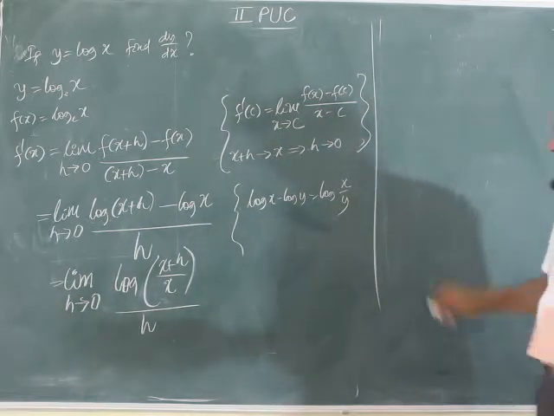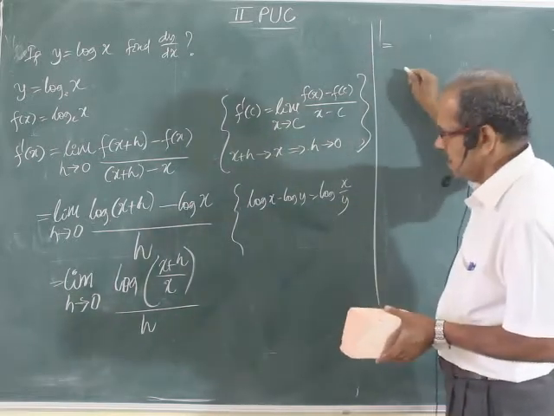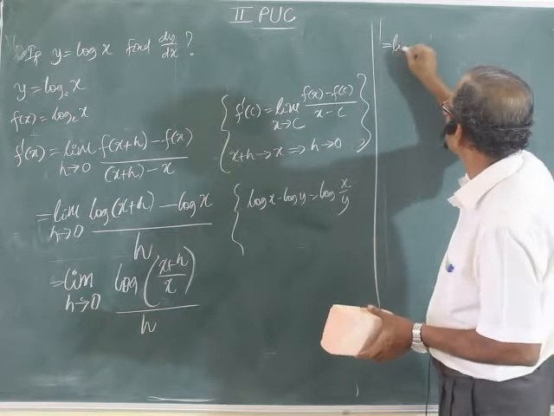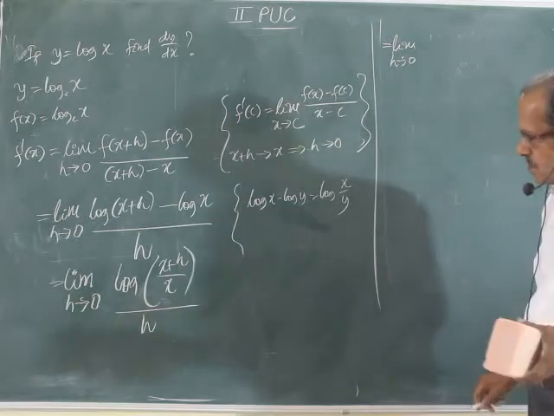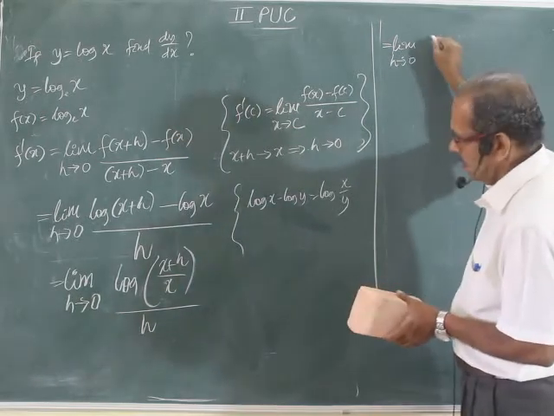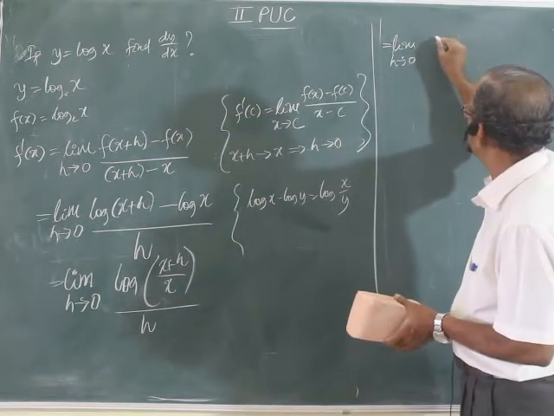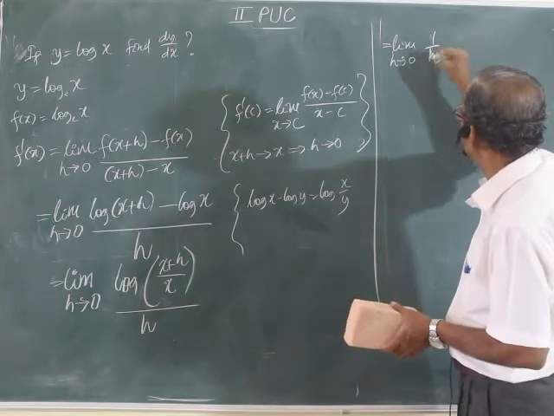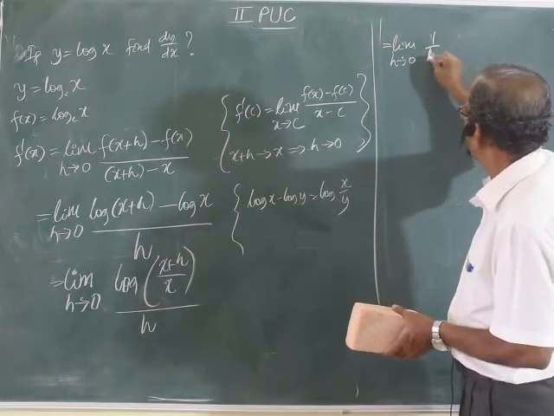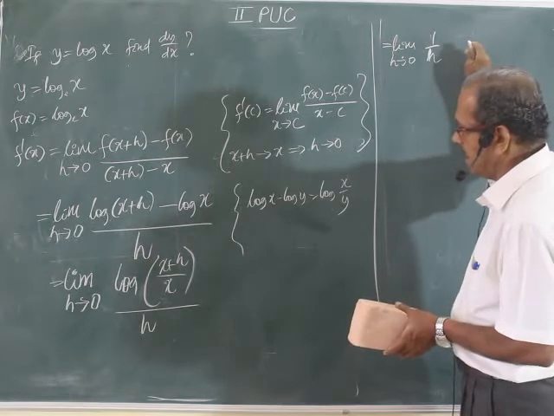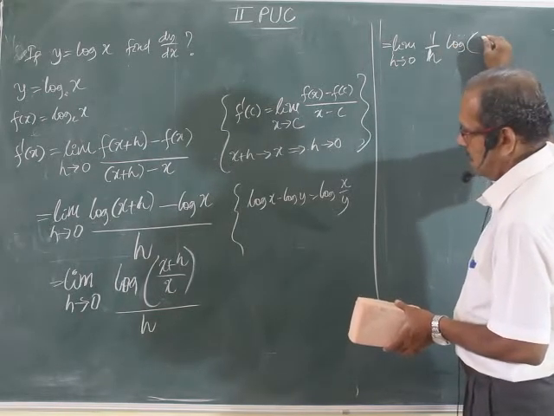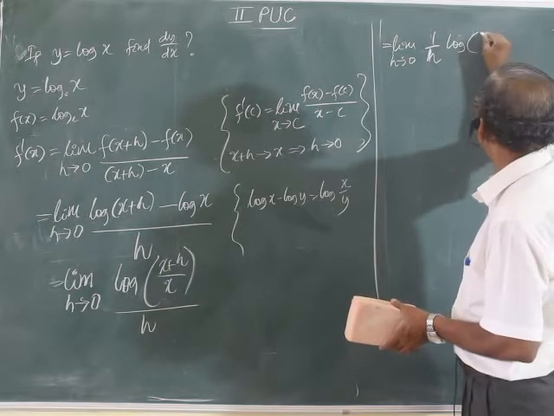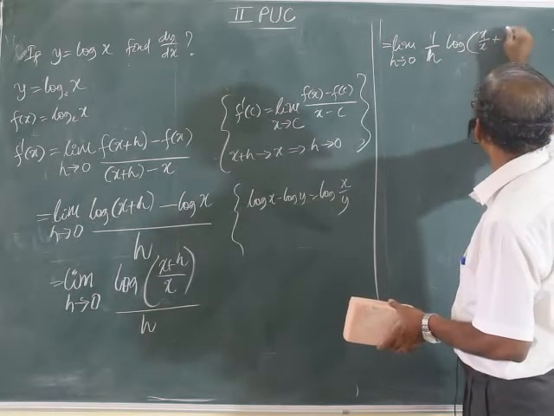Yes? Next, equal to limit h tending to 0, log full divided by h can be written as 1 by h. Divided by h means multiplied by 1 by h. Log of x plus h can be written like this.